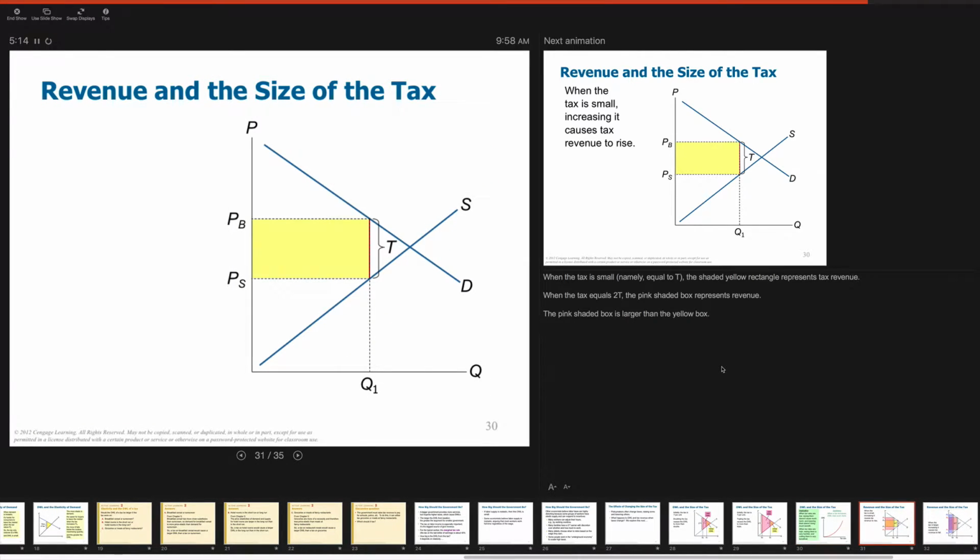All right. So now revenue as related to the size of the tax. So here's our tax.